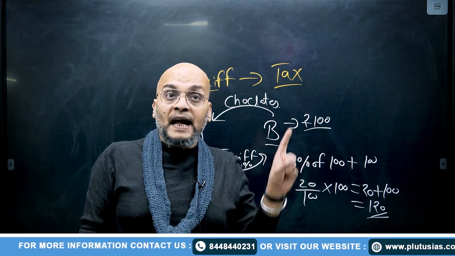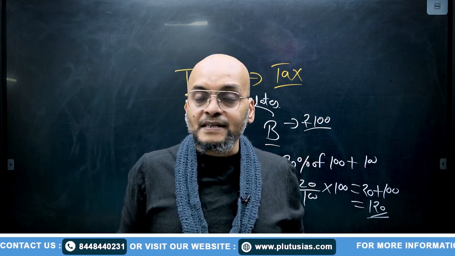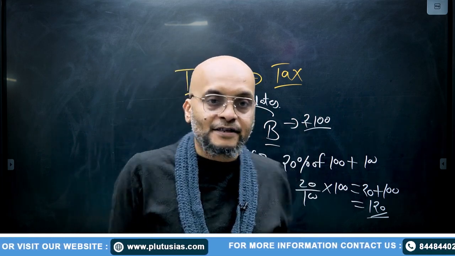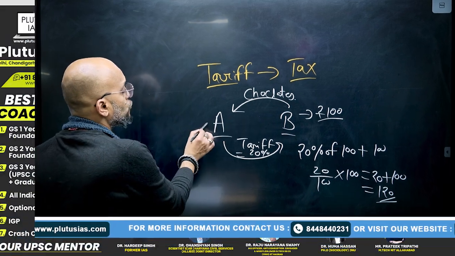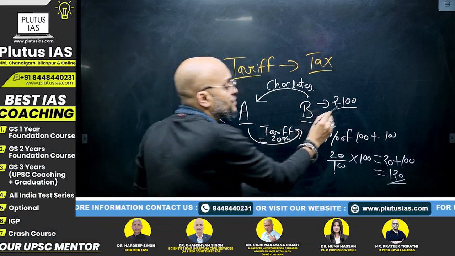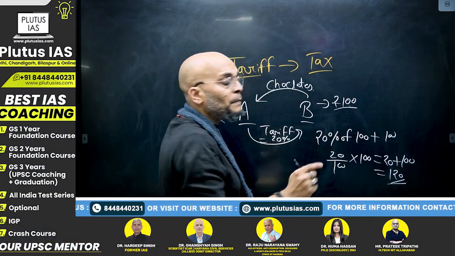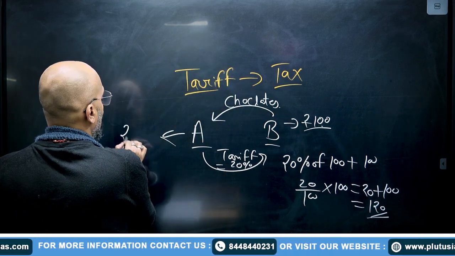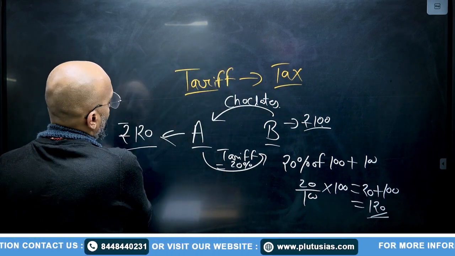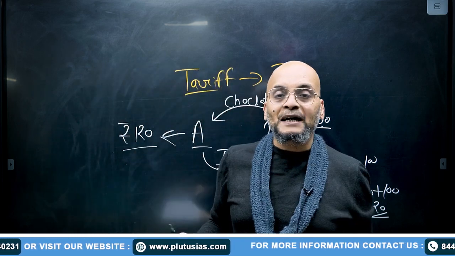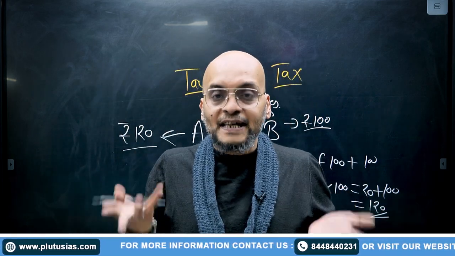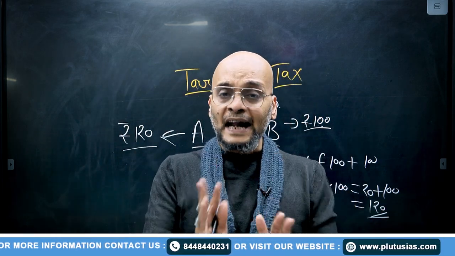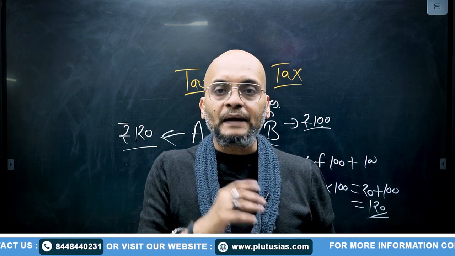Now this chocolate has become expensive since the price of the chocolate has increased. In country A, this chocolate whose actual price is 100 rupees, but now in the market of country A, it will be sold at 120 rupees. It has become costlier. Its price has increased. So that's what happens when tariff is applied.